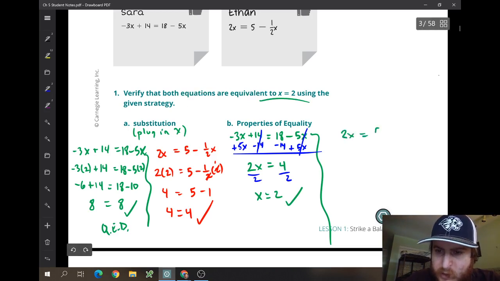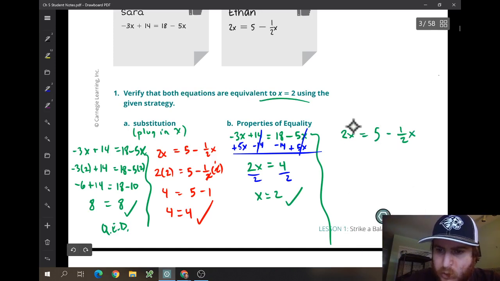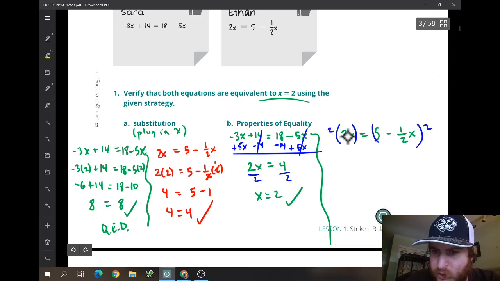Okay, now same thing for the next one. 2x equals 5 minus 1 half x. So again, I said anytime you have a fraction, we want to multiply both sides by the denominator in our fraction. So we're going to multiply both sides by 2. So this is the multiplication property of equality. 2 times 2x is 4x. Then we're going to keep our equal sign.